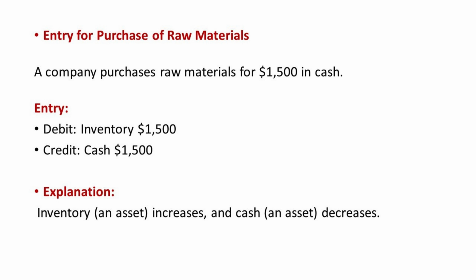Entry for purchase of raw materials. A company purchases raw materials for $1,500 in cash. Entry: debit, inventory, $1,500. Credit: cash, $1,500. Explanation: inventory, an asset, increases, and cash, an asset, decreases.